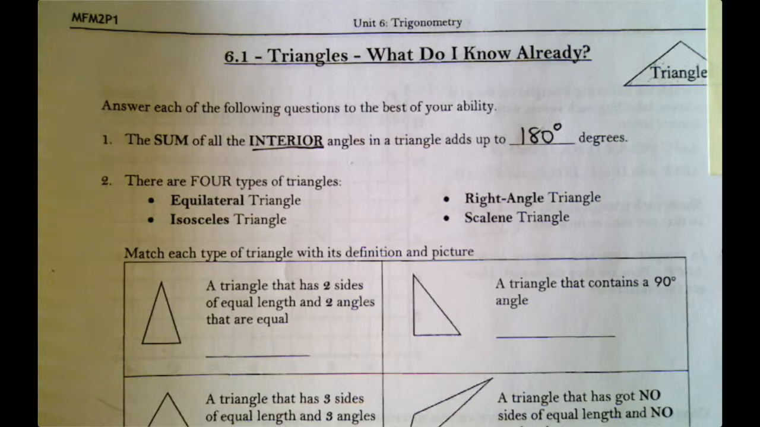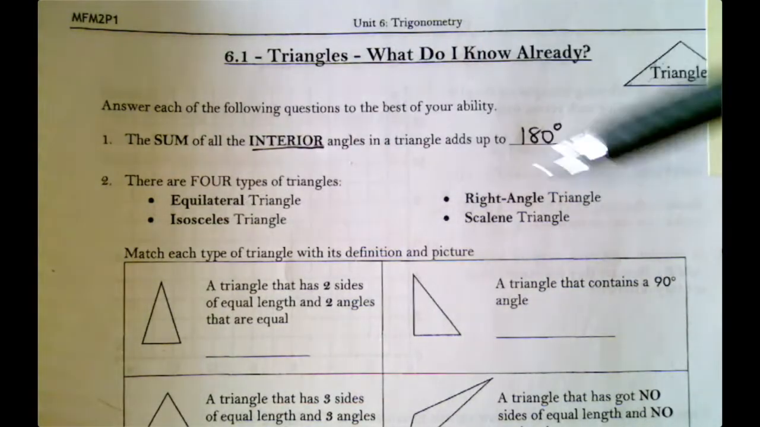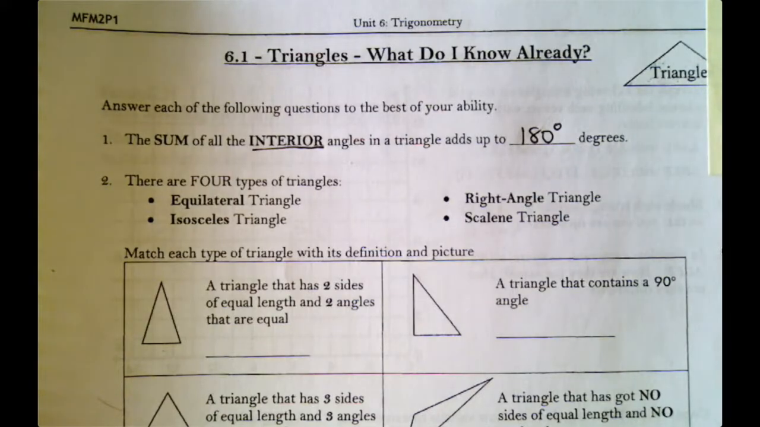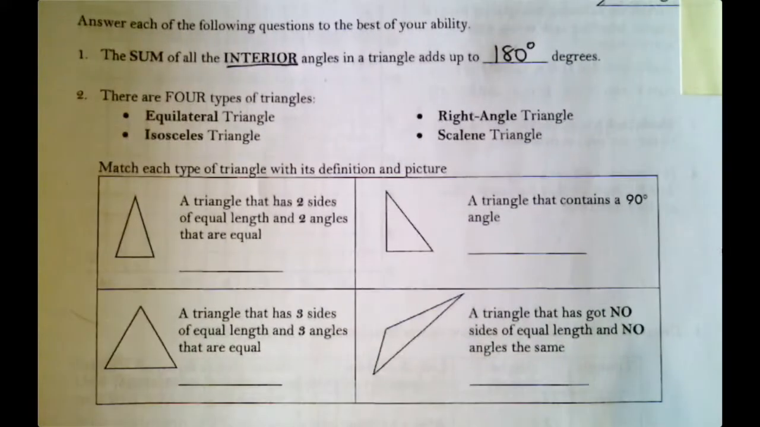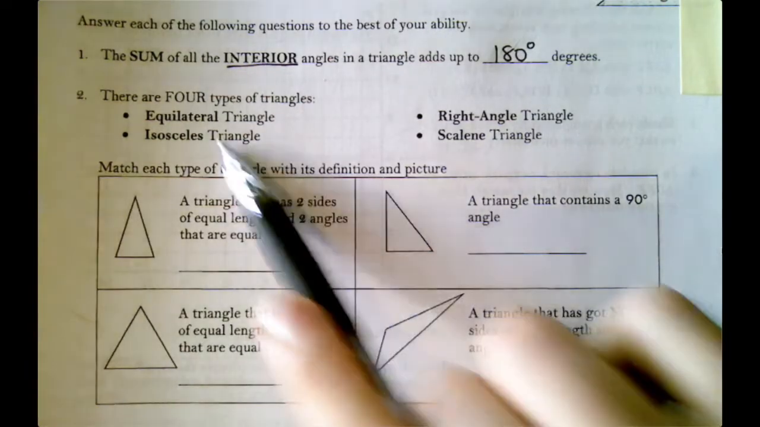We have four specific types of triangles. We have equilateral, isosceles, right angle, and scalene. So I've got four pictures here. One of each of these pictures represents one of these four.